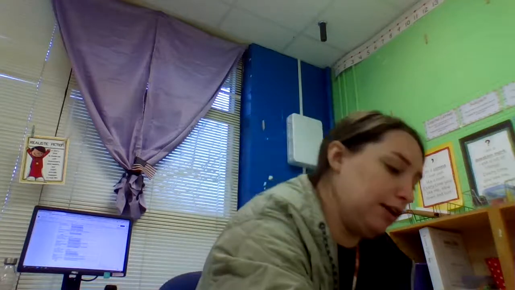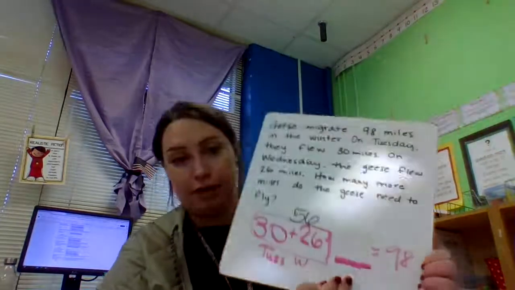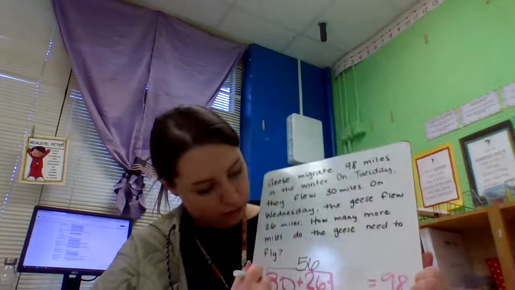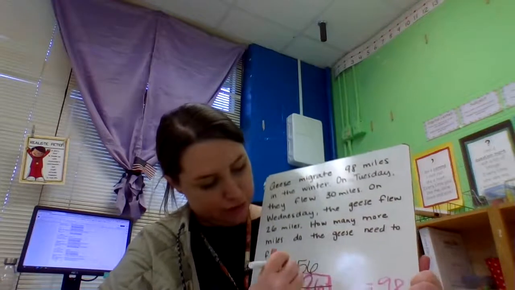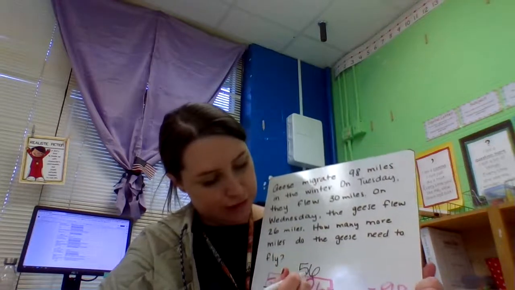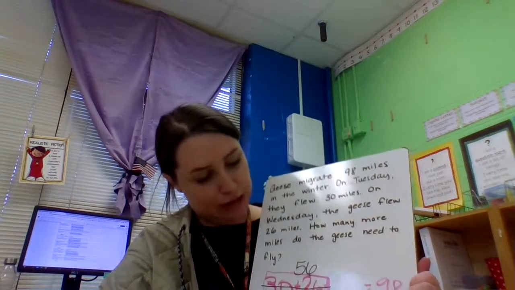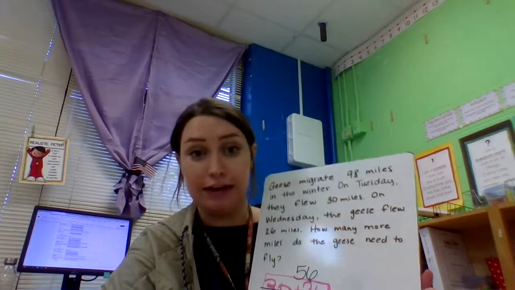56 is my number in the magic box, so I'll write it over here. So 56. Check out my number sentence now. 26 plus 30 is 56. 56 plus something gives me 98.